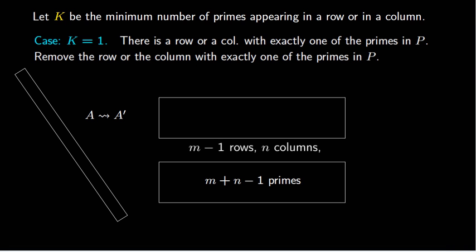Let's look at case 1. And if you remove it here, just like we did before, then the size goes down, but also we lose 1 prime because it contained one of the primes. But that's just right, m plus n minus 1, and that's the size of this matrix A prime. So for A prime, L is this number, and we have that many primes in here.